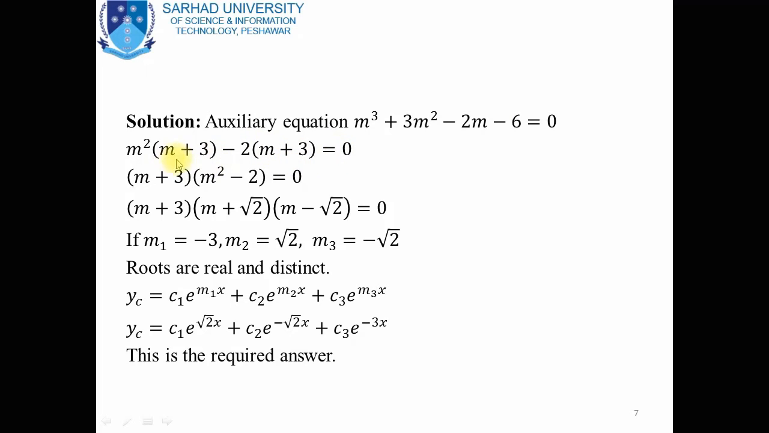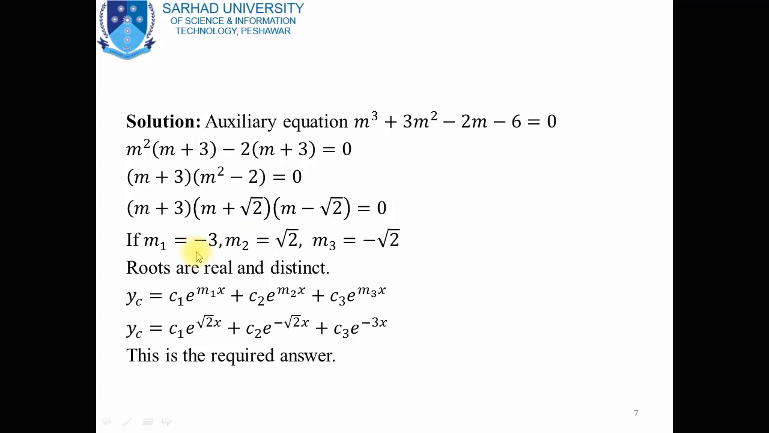Now this equation can be written as (m plus 3) into (m square minus 2), and now (m plus 3) into (m plus under root 2) into (m minus under root 2) is equal to 0. Now the roots are m1 is equal to minus 3, m2 is equal to under root 2, and m3 is equal to minus under root 2. So you see over here the roots are real and different.